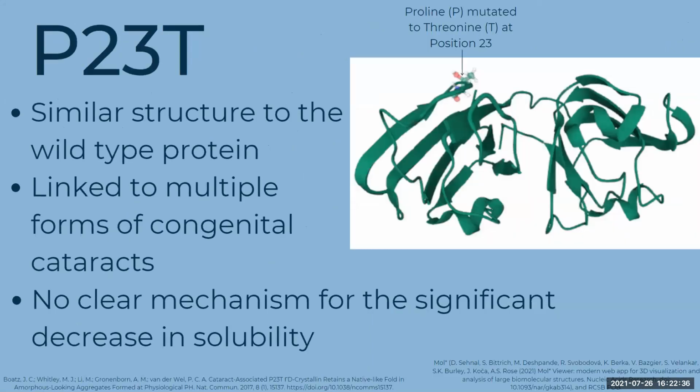The P23T mutant is the other mutation that we have decided to study this summer. This mutation also has a similar structure to the wild-type protein. It is also linked to multiple forms of congenital cataracts, and there is no clear mechanism for the significant decrease in solubility that we observe. In the image to the right, you can see where proline, P, is mutated to threonine, T, at position 23. And in this diagram, the mutation has already occurred, and this is a threonine.